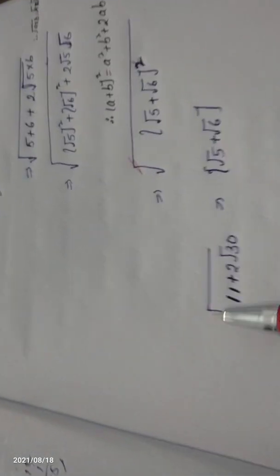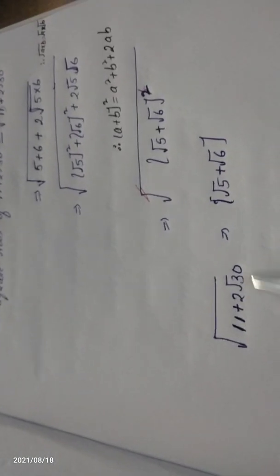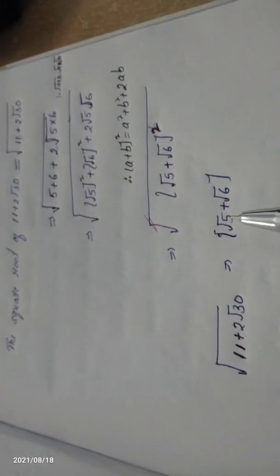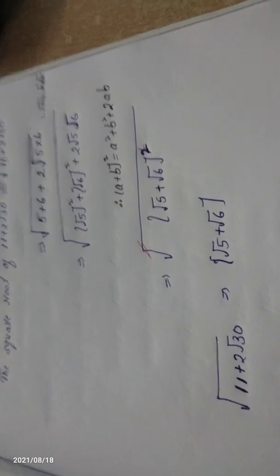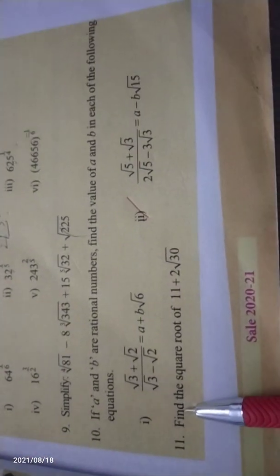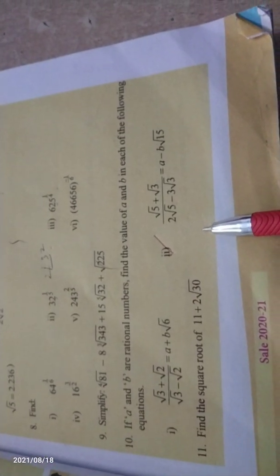What we have to find is the square root of this value. After applying the square root and simplification, we get root 5 plus root 6. This is your answer. By this one we are completing our chapter. The 11th one is completed. We get the square root of this value as root 5 plus root 6.